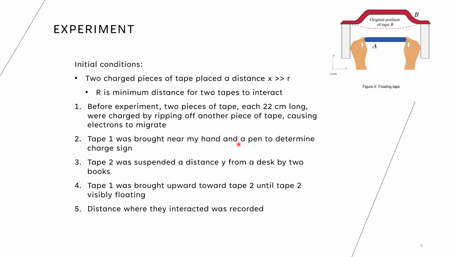And also, before the experiment, there were two pieces of tape that were 22 centimeters long that I charged, causing the electrons to migrate. And then tape 1 was brought near my hand and a pen to determine the charge sign. Tape 2 was tape B in this picture, and tape A was tape 1. And I did this experiment to see where they interacted.